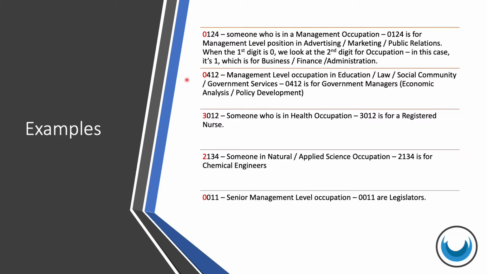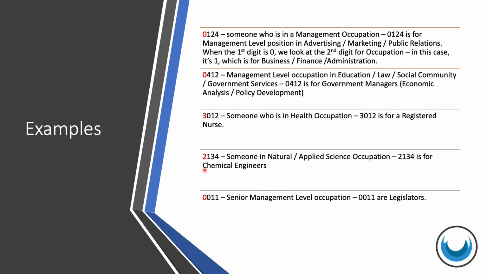So now when you see the second one, it's 0, 4, 1, 2. Now again, it starts with a 0, so we know this person is in a management level occupation. But then we look at 4, which is occupation in education, law, social, community. So then that's the place where they are working at. Okay. If you look at the third example, it is 3. So now the first digit is not a 0, it is a 3. So then they are working in a healthcare occupation. So if you look at 3012, it is for a registered nurse.